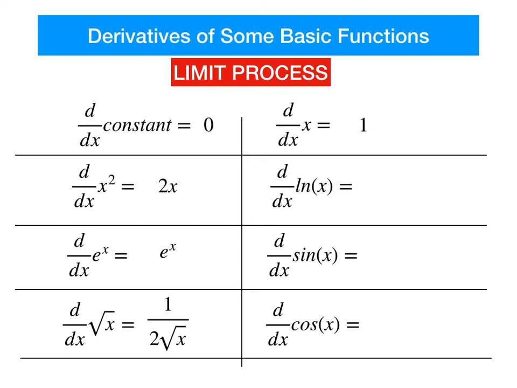The derivative of natural log of x is 1 over x. The derivative of sine of x is cosine of x. And the derivative of cosine of x is negative sine of x.